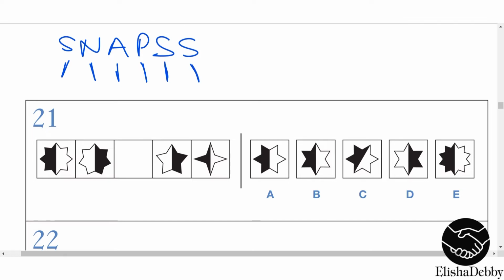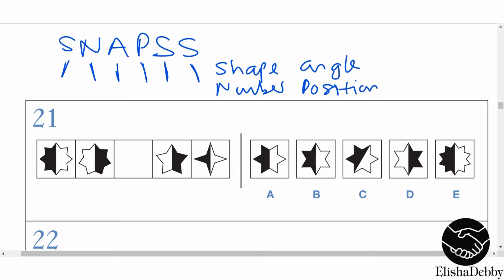Okay, so when you have SNAPSS, consider the shape, consider the number of shapes, consider the angle, consider the position in the cell, consider the size, and consider the shading or the coloring. All right, so if we can use that, now we'll start with the first one.